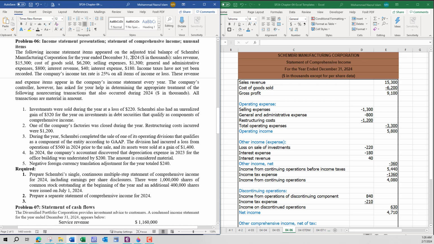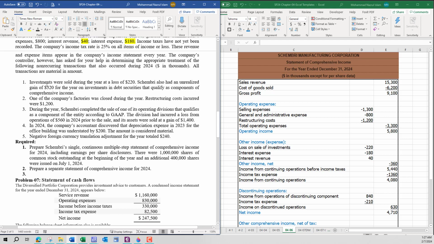So what we have been given are the sales revenue, cost of goods sold, selling expense, general and admin expense, interest revenue, interest expense, and the income tax rate is 25%. These revenue and expense items appear in the company's income statement every year. The company's controller, however, asked for your help in determining the appropriate treatment of the following non-recurring transactions.